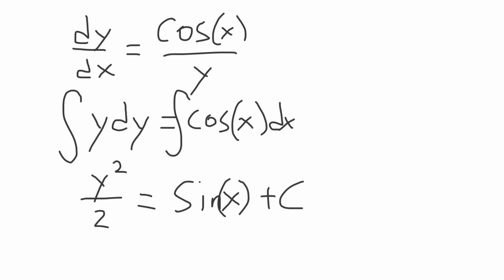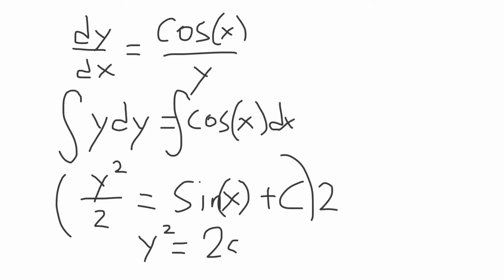So now we have to isolate just y. So we'll start by multiplying both sides by 2. And that's going to leave us with y squared equals 2 sine x plus c. Don't put a 2 in front of the c, because the c can absorb that 2 and just becomes another constant. So there's no need to put that 2 in front of the c.